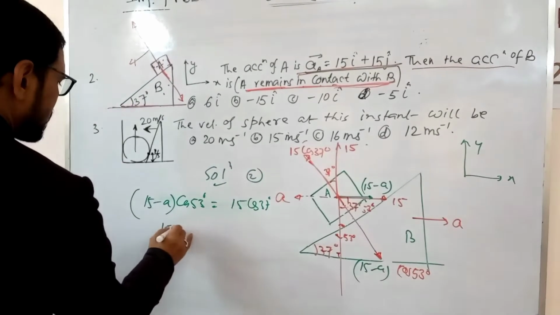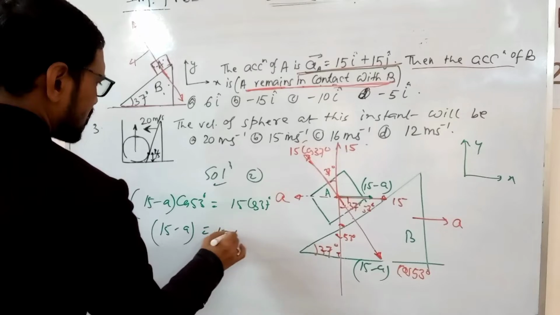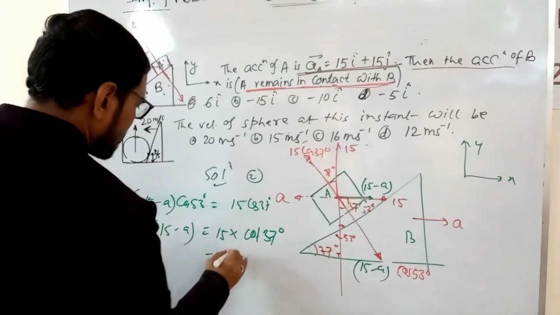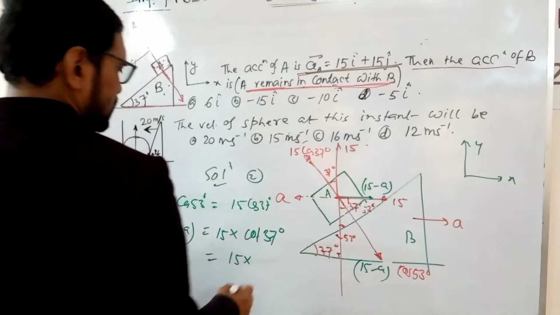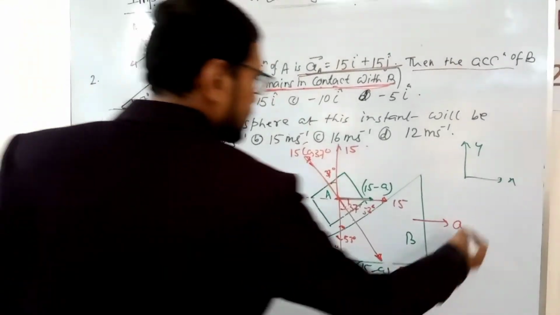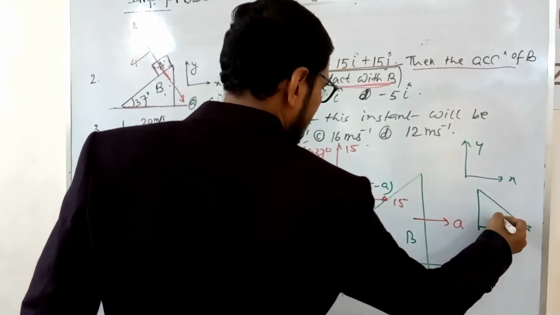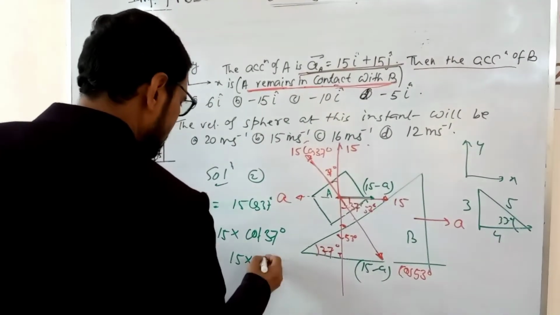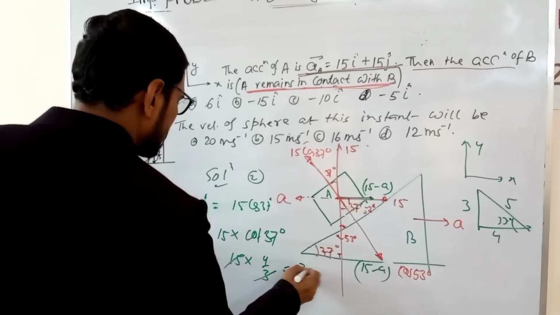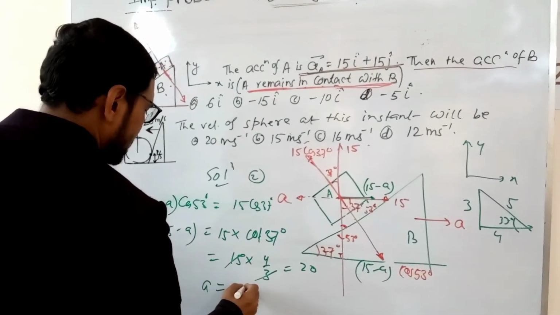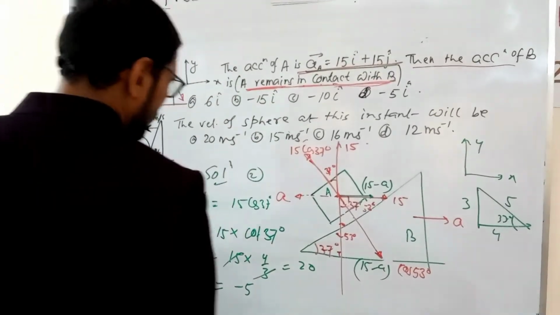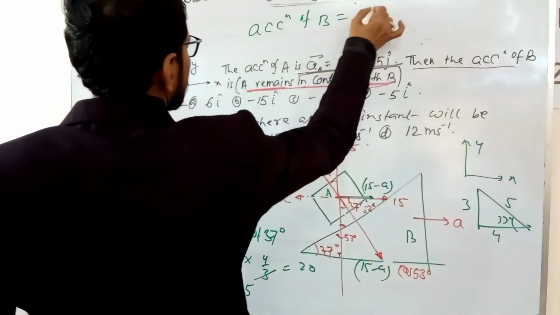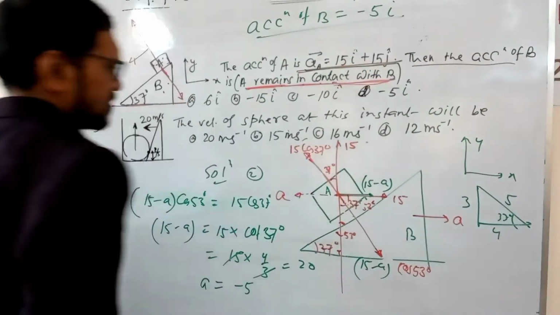So 15 minus a equals 15 cos 37 by sin 37, that is cot 37. What is cot 37? With the 3 4 5 triangle, cot 37 means 4 by 3. 4 by 3, the 3 cancels. This is 20. So a equals minus 5. So the acceleration of block B equals minus 5i. This is the answer.